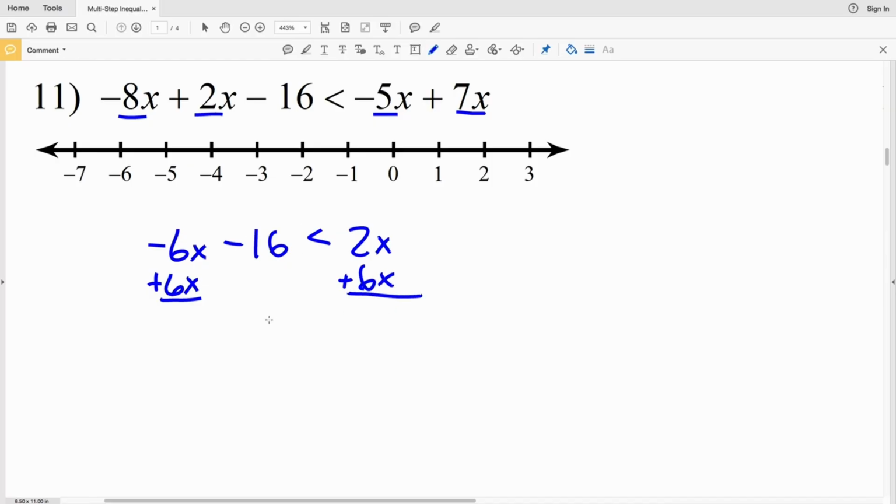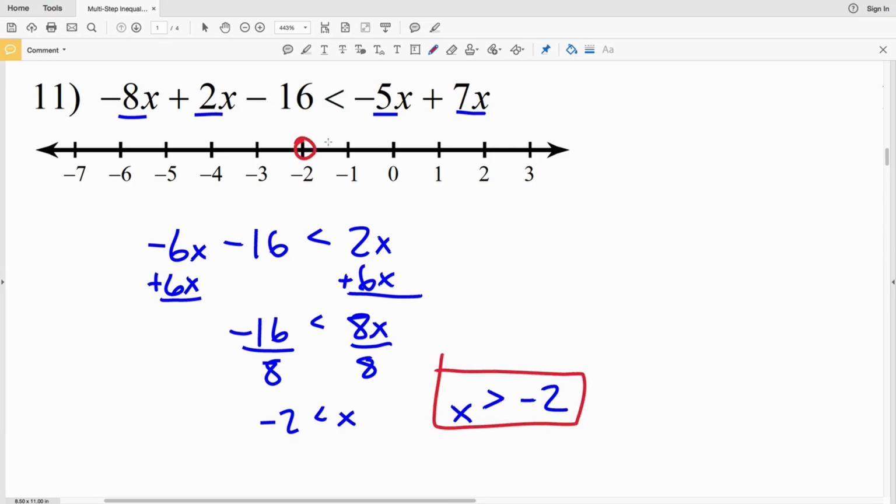Since the 16 is subtracted, it's a negative 16, and that's going to be less than 8x. Divide by that positive 8 to get that negative 2 is less than x, or we can rewrite this as x is greater than negative 2. Circle the negative 2, but do not fill it in, and shade everything to the right. And if you're still confused about what way to shade or what numbers to shade, feel free to go back to my one-step inequality or simply graphing inequalities videos.